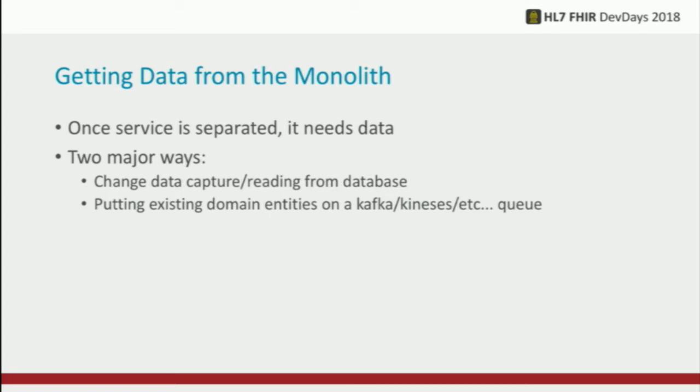So how do we get the data from this monolith to, say, the anti-corruption layer or to any other kinds of services that exist? There are two major ways that we've looked into: change data capture, or just reading from the database, or putting existing domain entities on, say, a Kafka or a Kinesis queue, which allows people to publish to it and others to read from it at their own pace.